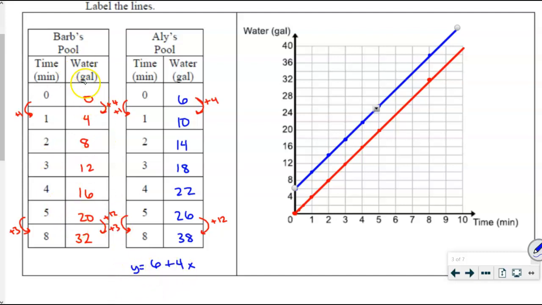How is that different here with Barb? Well, with Barb, it's that constant of proportionality. How is a 1 changing to be a 4? How is a 2 changing to be an 8? Or a 3 changing to be a 12? We can see that all the way through we're multiplying by 4.